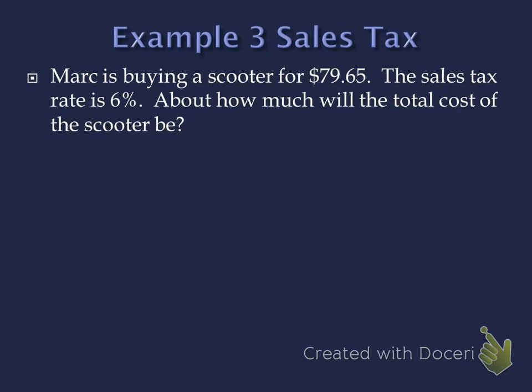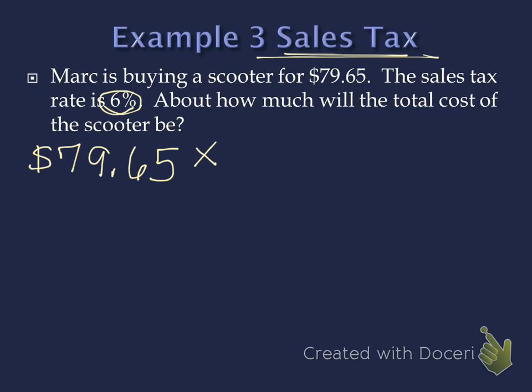Okay, now let's look at example 3, and we are just going to look at sales tax in this example. It says Mark is buying a scooter for $79.65. The sales tax rate is 6%. What will the total cost of the scooter be? So the cost of the scooter is $79.65, and if you look back at your notes for sales tax, to find that, you take the price and you multiply it times the sales tax rate.